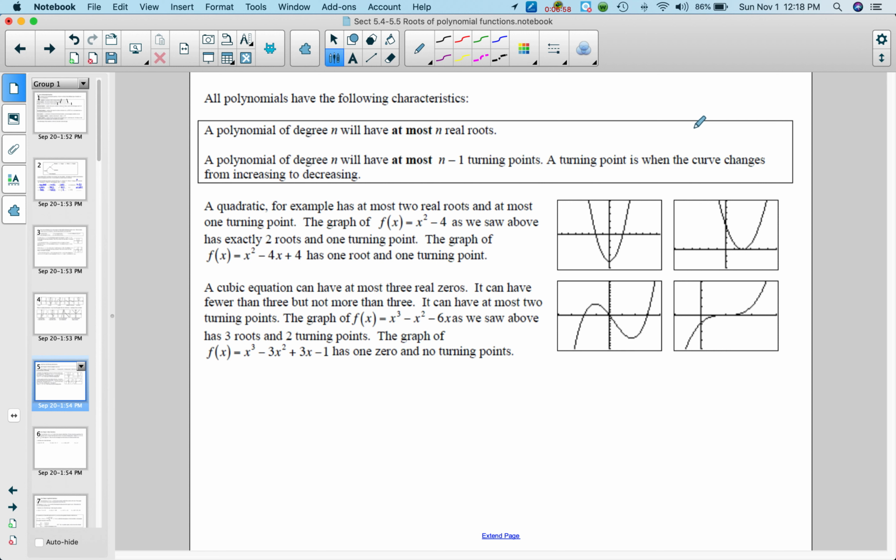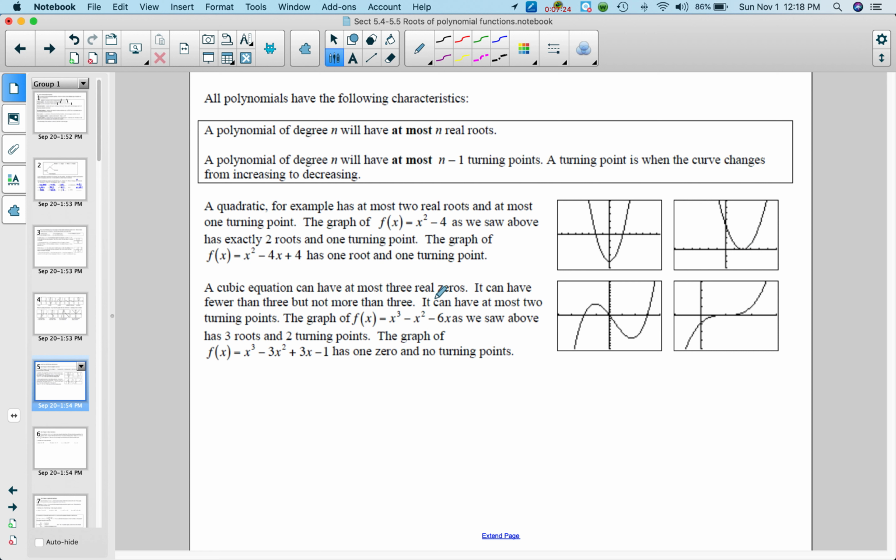So a polynomial of degree n will have at most n real roots and at most n minus 1 turning points. So for example, for the quadratic, here we have the graph of f of x equals x squared minus 4. And we know there are 2 roots, and you can see there's 1 turning point. The function f of x equals x squared minus 4x plus 4 has 1 root because it's on the x-axis, and 1 turning point.